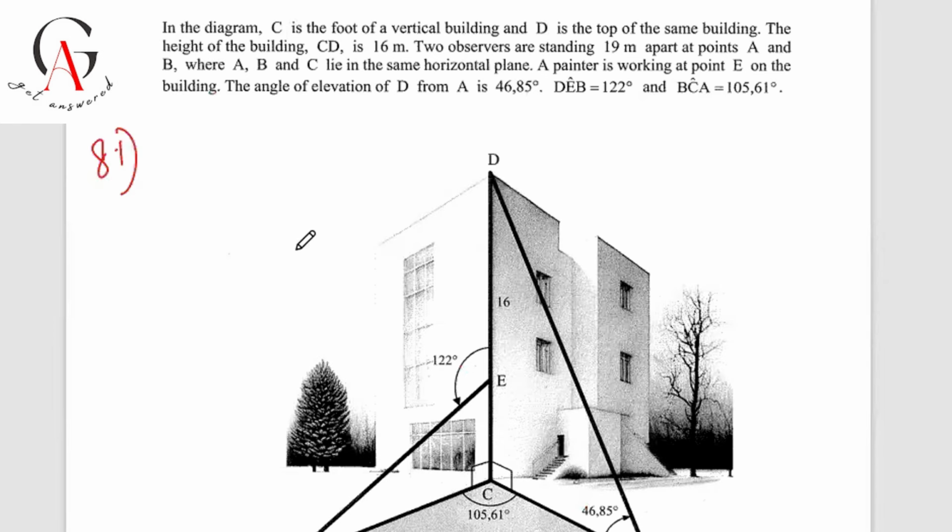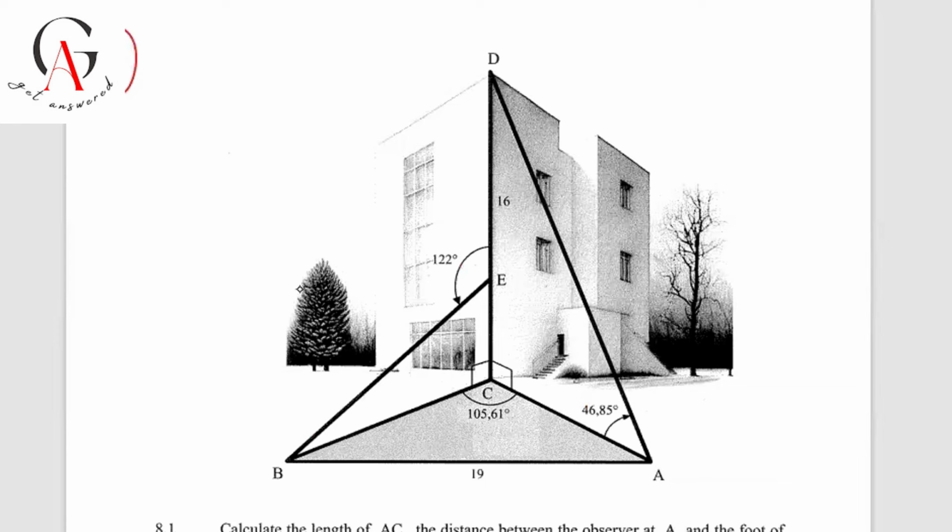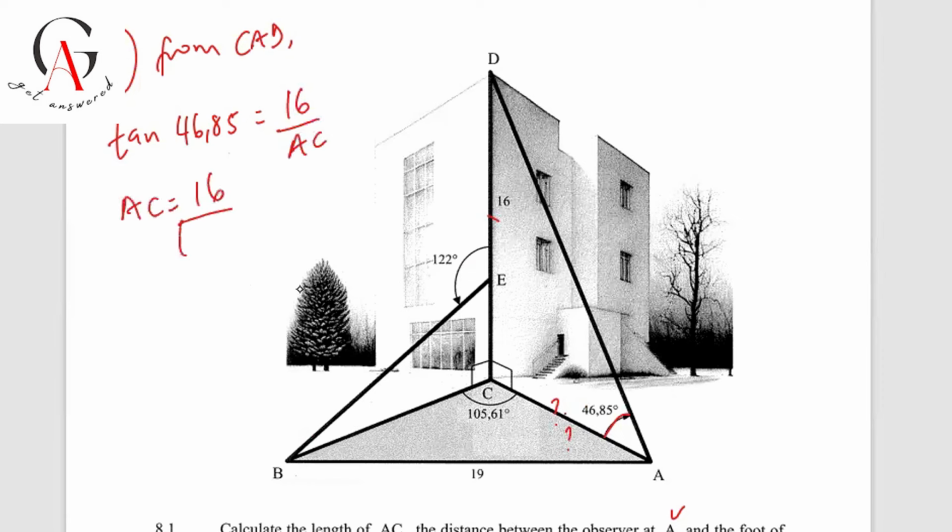They want us to get the length of AC, which is the distance between A and the foot. So we can use this triangle, CAD. From CAD, we have this angle. We're looking for this. So we have the opposite, we're looking for the adjacent. We can use tan. So the tan of 46,85 is given as the opposite, which is 16, over the adjacent, which is AC, which means AC, if I cross multiply, is 16 over the tan of 46,85.